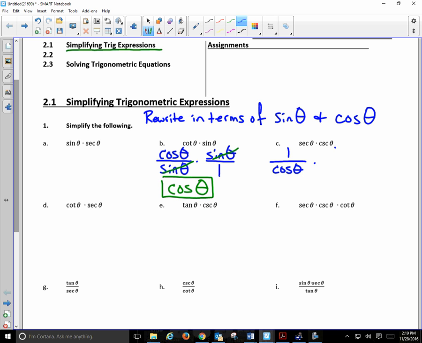Cosecant is... Does anything cancel? Is sine times cosine something special on the page?